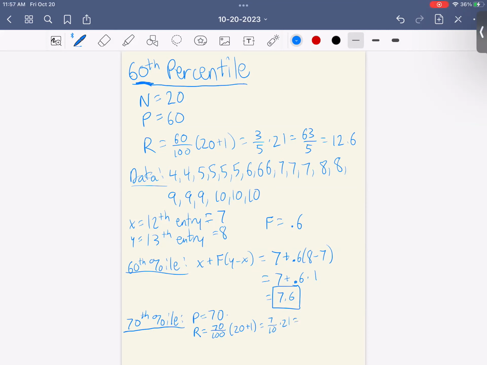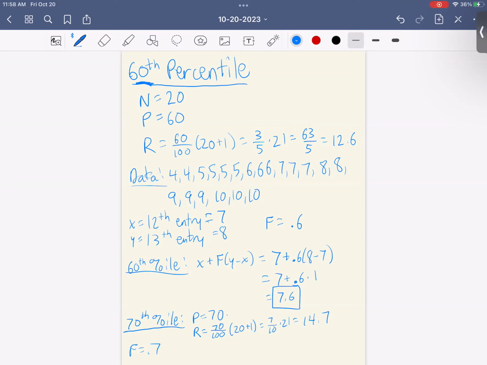This turns out to be, I think, 14.7 if you do it out. So in this case, our F is 0.7. So F is going to be 0.7 exactly.